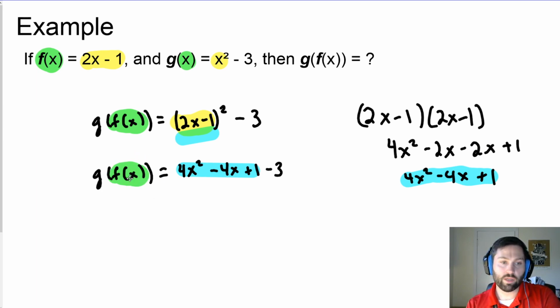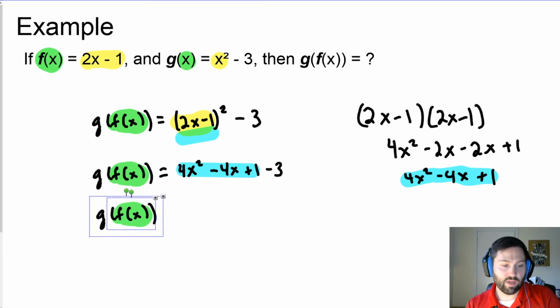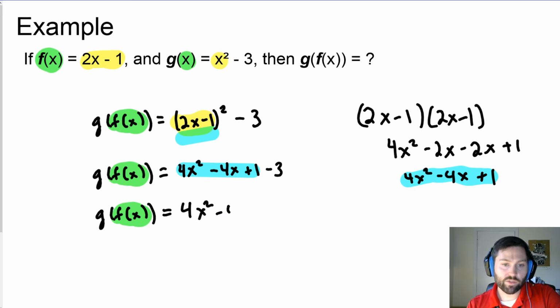So my final answer is going to be that g of f of x is equal to 4x to the second power minus 4x, and then 1 take away 3 is negative 2. So that is my fully simplified expression.